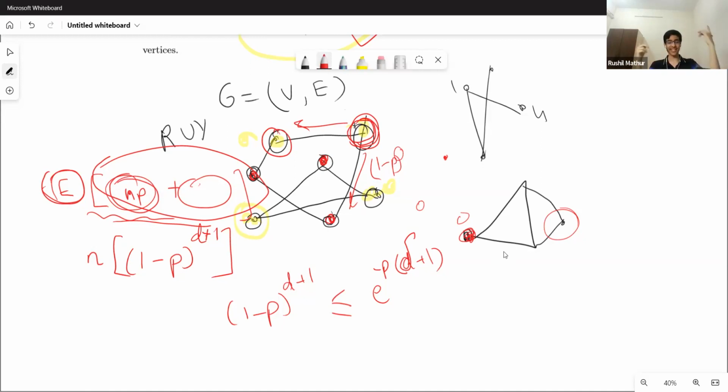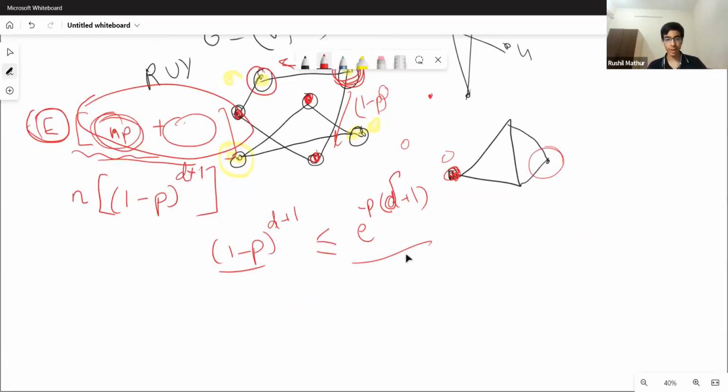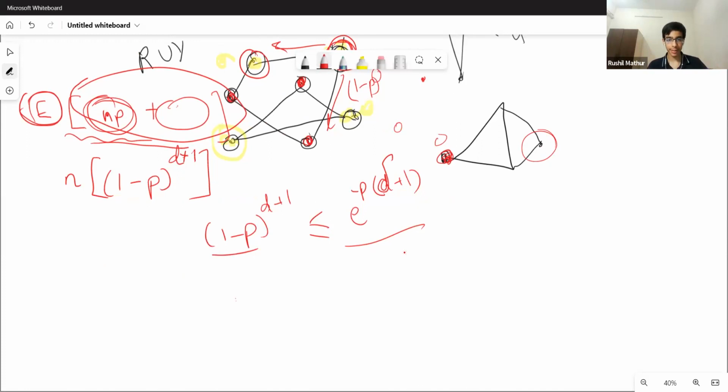Yeah, 1 minus p is less than 1, so it all works out nicely. Okay, cool. Why does this work out? That's a good question to ask. Basically, you can show that 1 minus p is less than or equal to e raised to minus p. This should be true.